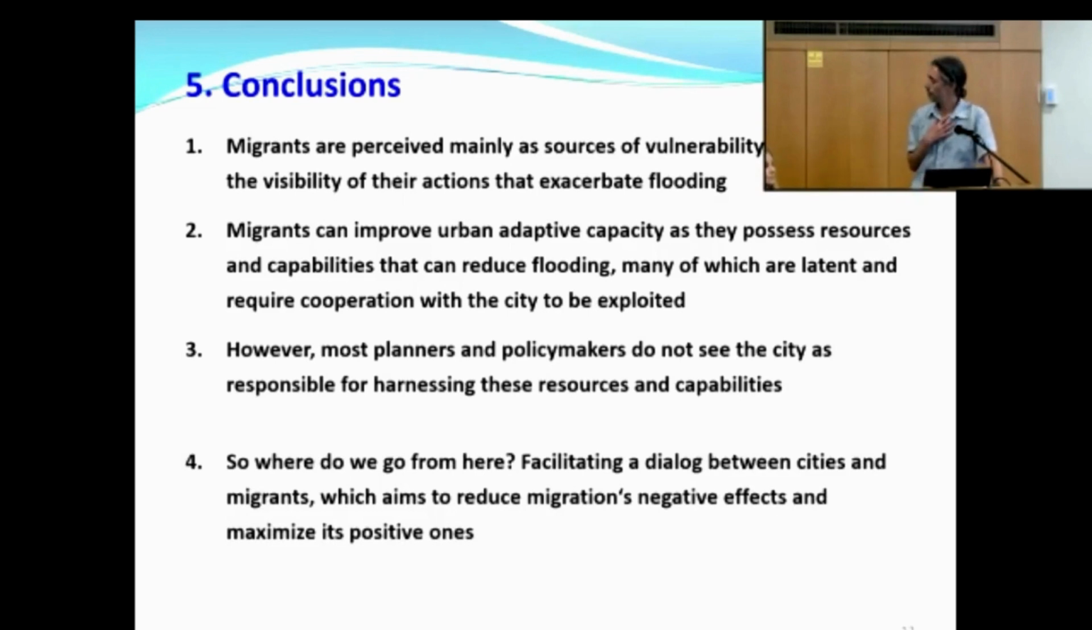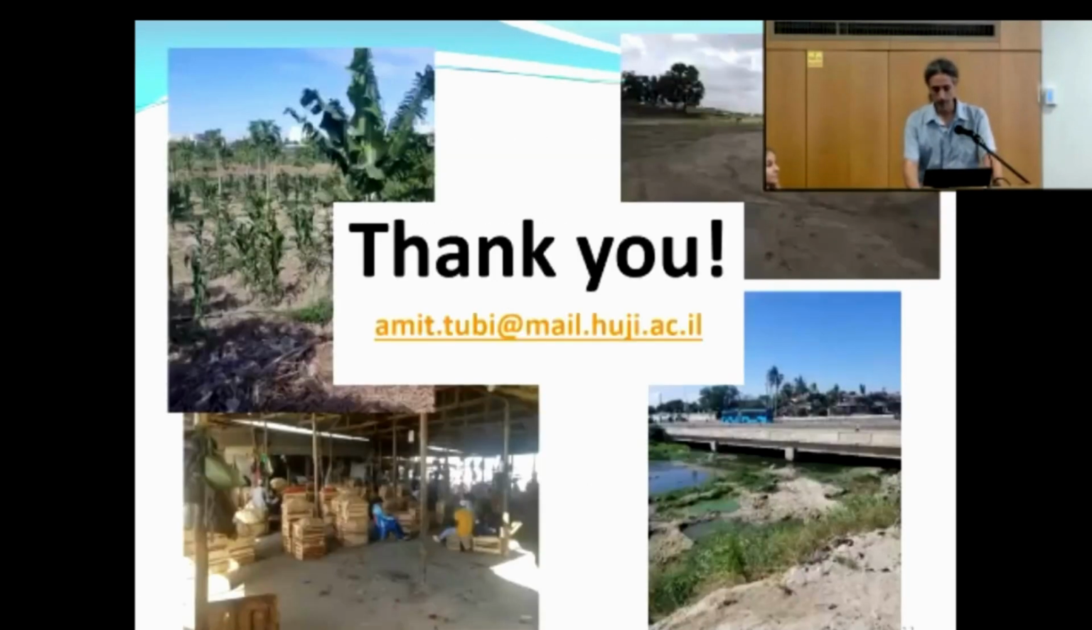So I'll end with the last conclusion. It's quite normative. I know it's a bit fluffy, but I don't see a way around it. To actually help cities deal with climate change, maybe they need to start talking with the migrants who actually get there and see what they can do to reduce their negative effects and to use the positive effects to the benefit of the city.